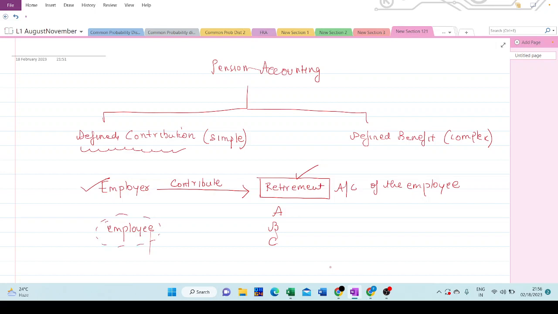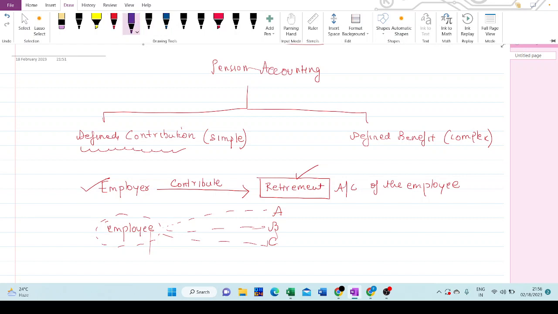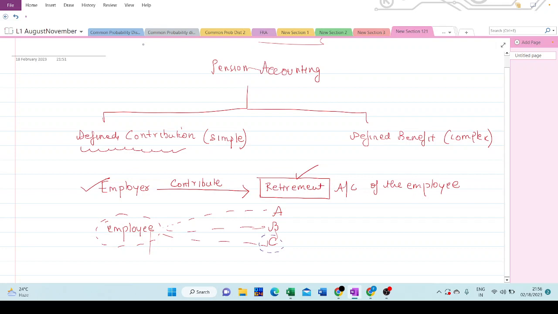So the employee is given the choice to invest in, say, portfolio A, B or C. Now out of the available investment opportunities, the employee chooses portfolio C. So whatever was in his retirement account, he chose to invest that money in portfolio C. Now, if this portfolio C does not perform well, then the employee has no recourse but to accept the outcome. The employer will not come to his rescue.